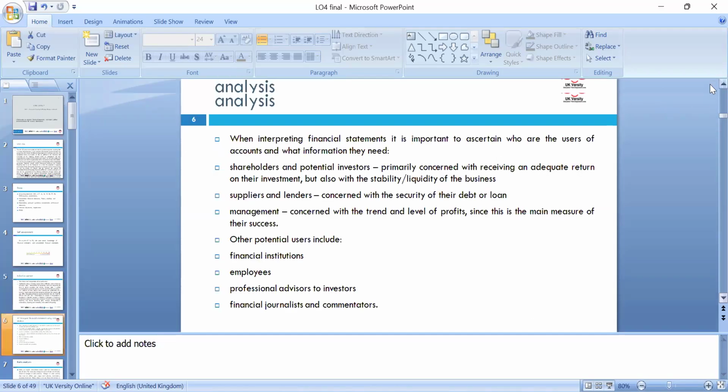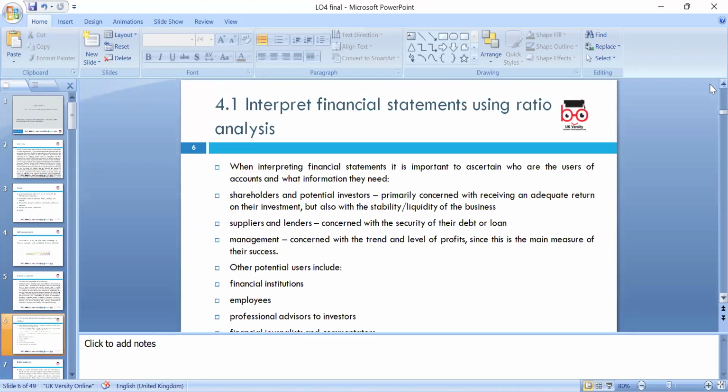So 4.1: interpret the financial statements using financial ratios. When interpreting the financial statements, it is important to ascertain who the users are and what sort of information they are looking for. Financial statements need to give true and fair information so users can make various decisions. Those users use financial statements to make decisions, which is quite crucial. Any questions here, please?